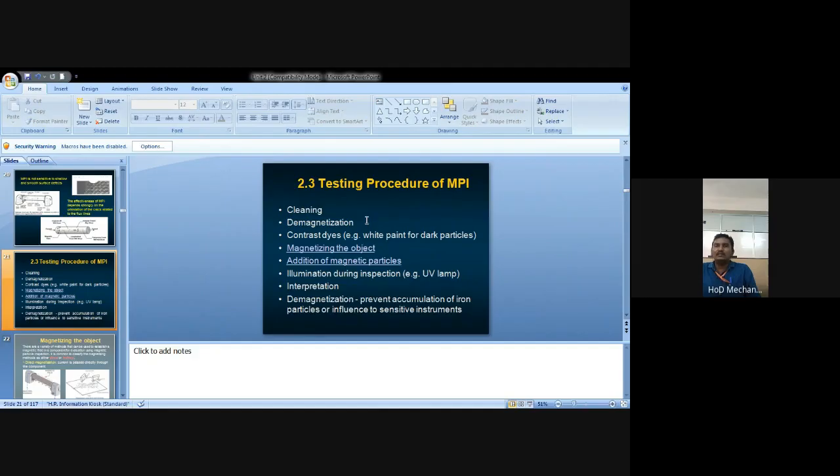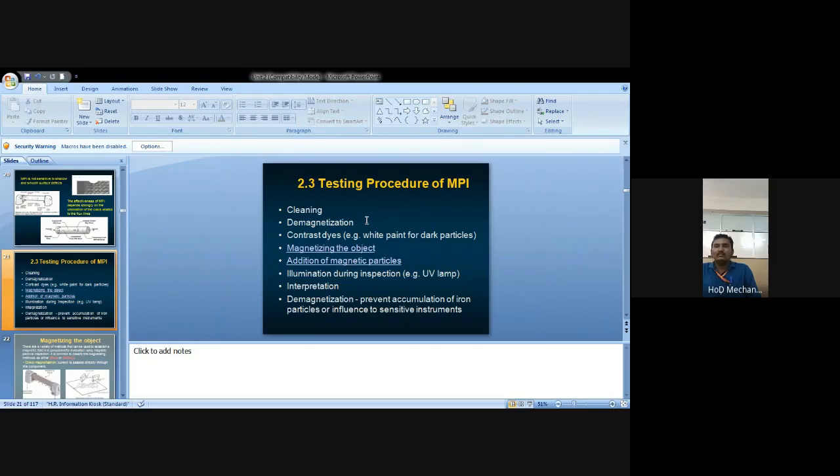The third one is contrast dyes, for example, white paint for dark particles. The next process is to magnetize the given testing specimen. The first one is cleaning. Some surfaces have oil, grease, or corrosion, so we have to clean the top surface of the given testing specimen. The second one is demagnetization. The third one is contrast dyes.